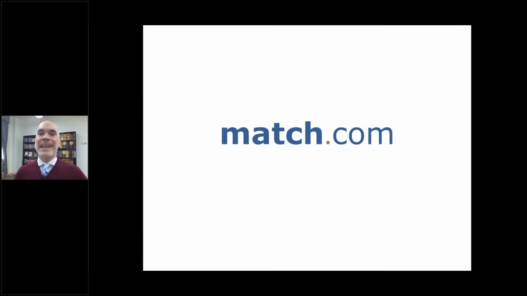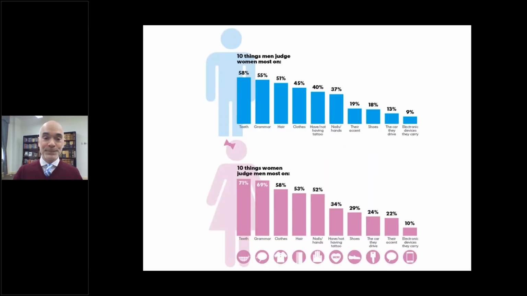This is a funny example. Match.com is a dating website where people go to find a new boyfriend or girlfriend. They had a survey a couple of years ago about what is desirable for a new boyfriend or girlfriend. You can see at the top the 10 things that men judge women most on. Number 1 is teeth, and number 2 is grammar. The same is true for women. Number 1 is teeth by a much larger percentage, 71%, and number 2 is grammar.